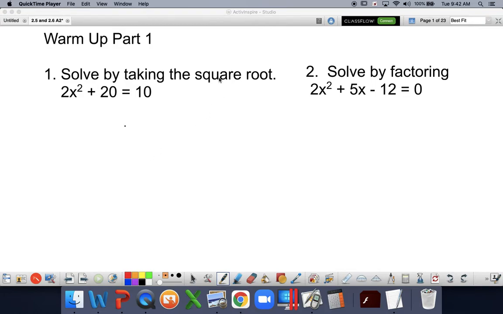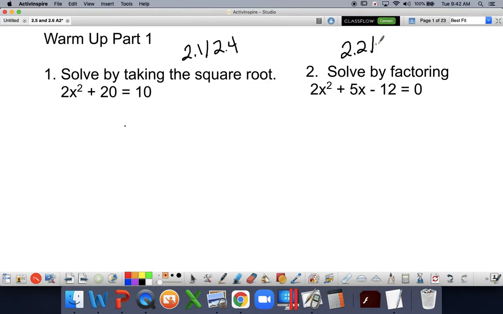Notice that our first question we're going to be solving by taking the square root, so that's going to be coming from sections 2.1 and 2.4. And over here we're going to be solving by factoring. That comes from section 2.2 and 2.3. Just a little review of what we've done so far. So I encourage you to pause the video and try this on your own.